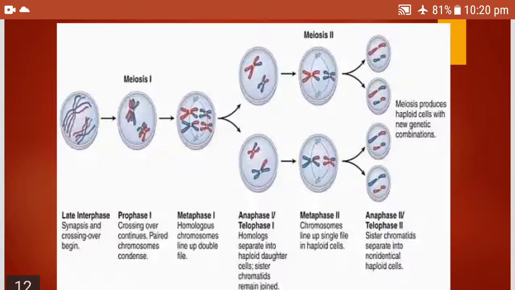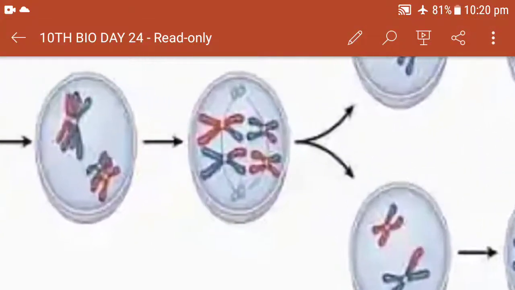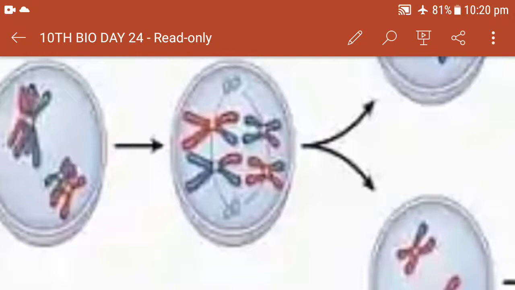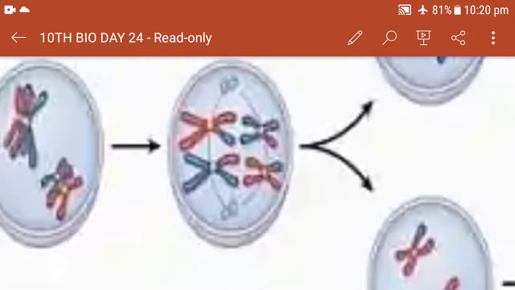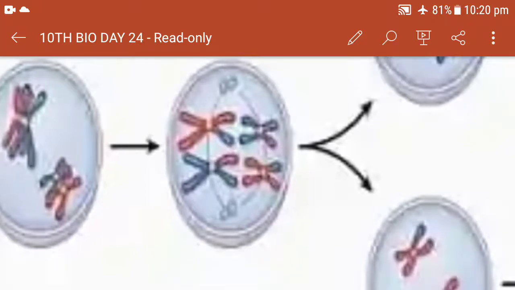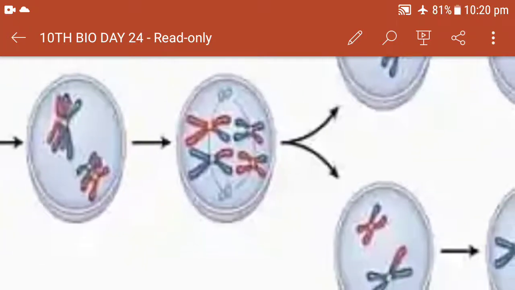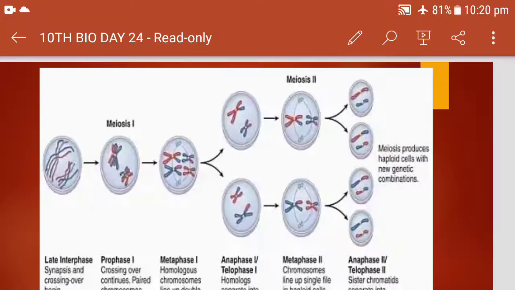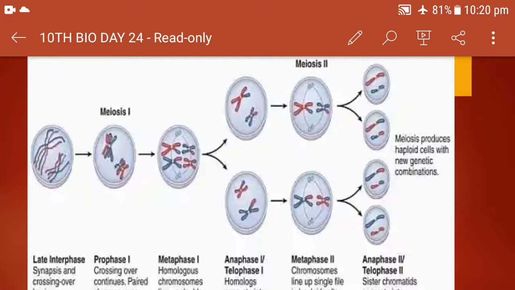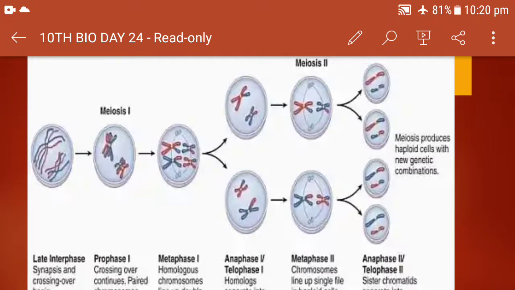Now the most important thing in meiosis 1 is that crossing over takes place, the linkage takes place, where the genetic material gets exchanged like this. You can see half of the blue portion is shifted to red and half of the red is shifted to blue. That is, chiasmata is formed, a cross-shaped structure is formed, and the genetic material gets exchanged in meiosis 1. But meiosis 2 is very simple. It is similar to mitosis. Meiosis 2 is similar to mitosis.